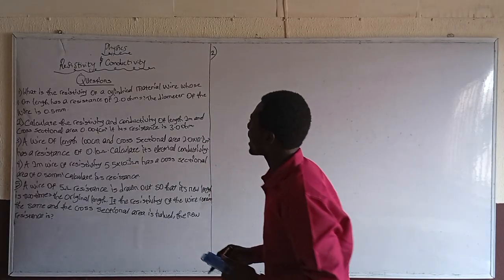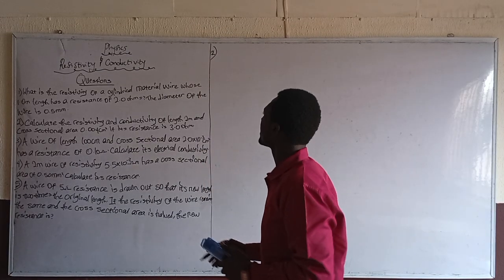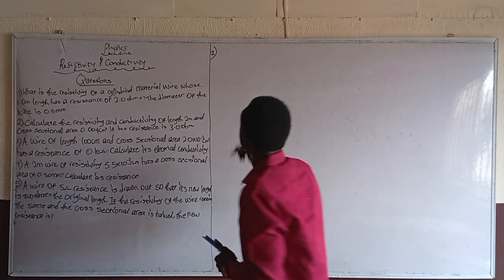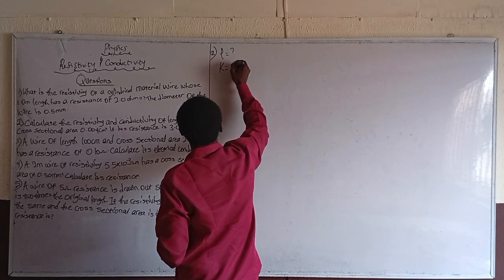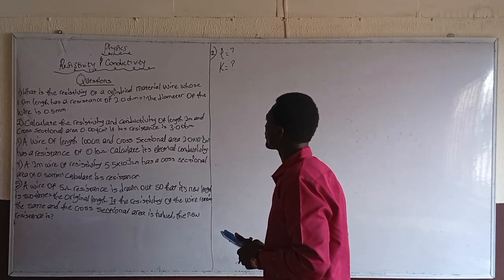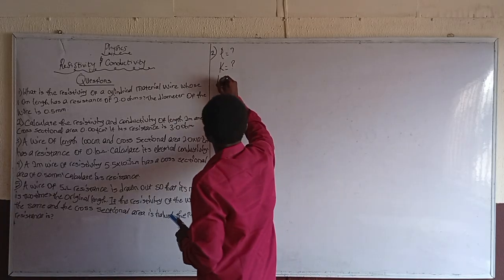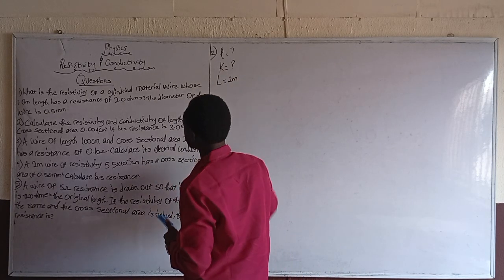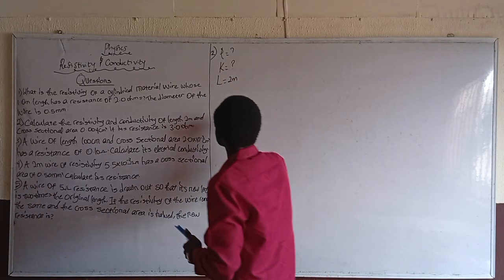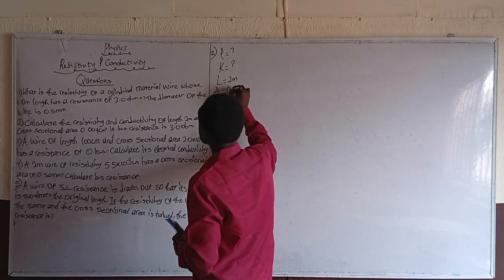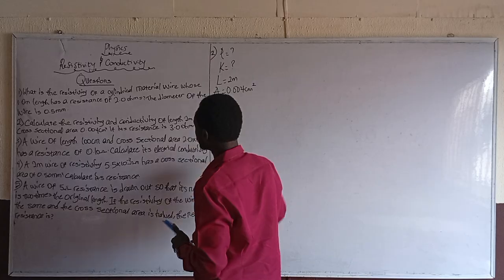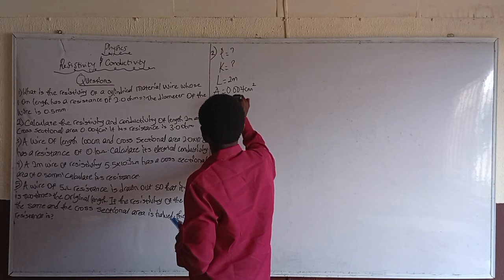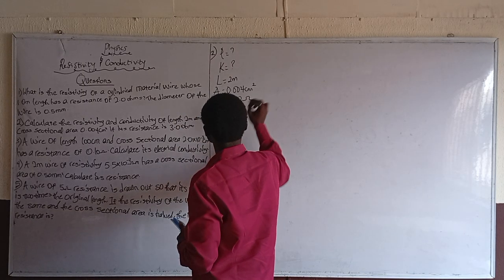It says calculate resistivity and conductivity. So I'm looking for resistivity, and I'm also looking for conductivity of a wire of length 2 meter and cross-sectional area 0.004 centimeter square, if its resistance is 3.0 ohms.